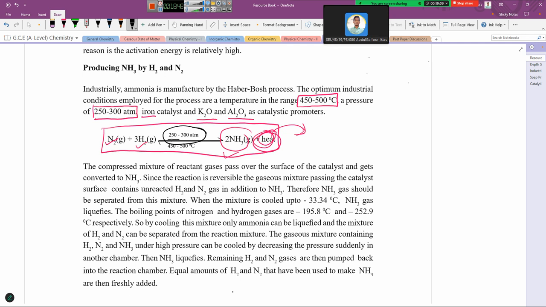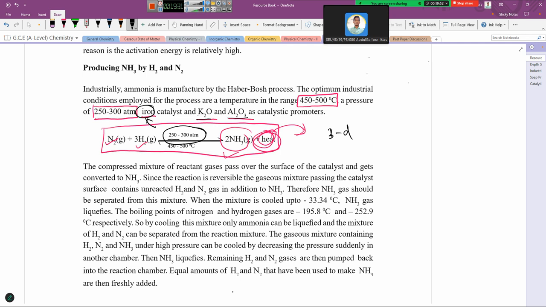And one more method that we can use to enhance the yield is to add a catalyst to the reaction system, right? For this reaction, the catalysts are iron or iron oxide, and K2O or Al2O3. Industrially we can use these catalysts. We already know that 3d transition elements can act as good catalysts, so in that sense iron is the perfect catalyst, and in addition you can use K2O and Al2O3, potassium oxide and aluminium oxide, as catalytic promoters, which means they will enhance the speed of the reaction.